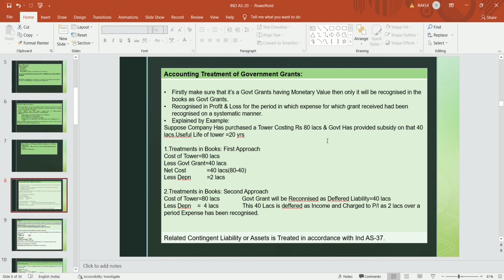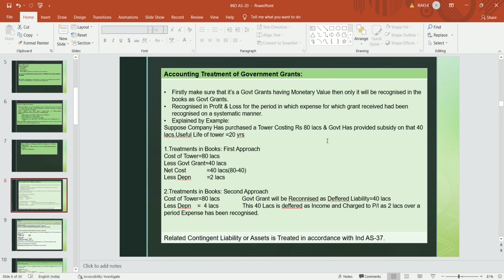Like, the cost of the tower is 80 lakhs, from that we will reduce the grant which is given by the government to the company, that is 40 lakhs, and the net cost is 40 lakhs, and from that we will do the depreciation over a period of 20 years. We will depreciate the asset over a period of 20 years. So this is the net approach, in which we show the cost of the tower as PPE on the asset side of the balance sheet, we reduce the government grant from that, and depreciation is charged to the P&L as an expense.